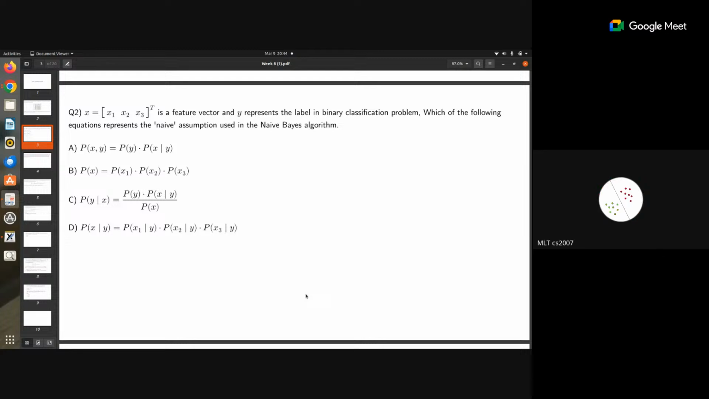What about option A? That doesn't show the naive assumption. This is the normal Bayes theorem, right? What about B? I don't know what probability it represents, but this is definitely not the naive assumption. What we are saying is that, given the class, the features are independent of each other. So x1, x2, and x3 are independent features, and option D is the correct answer.